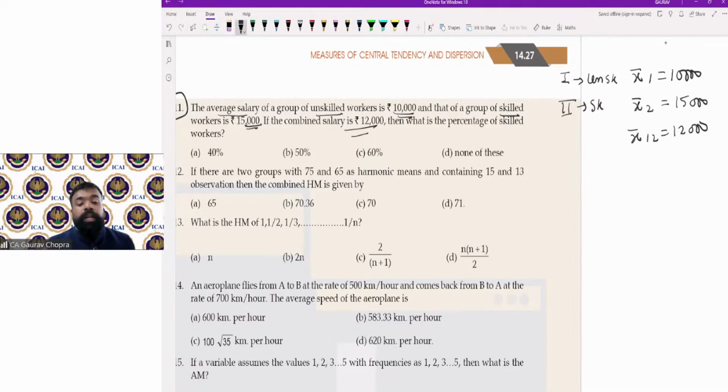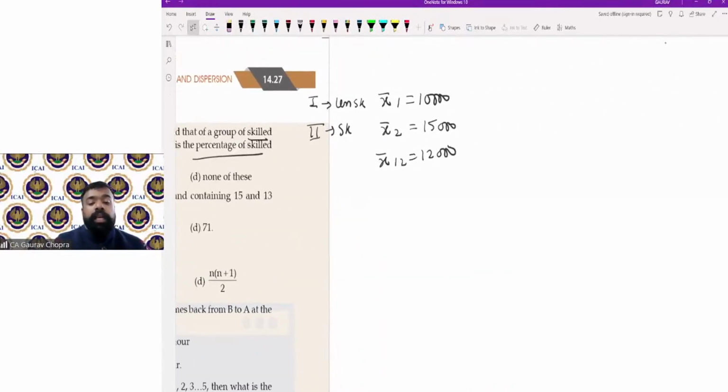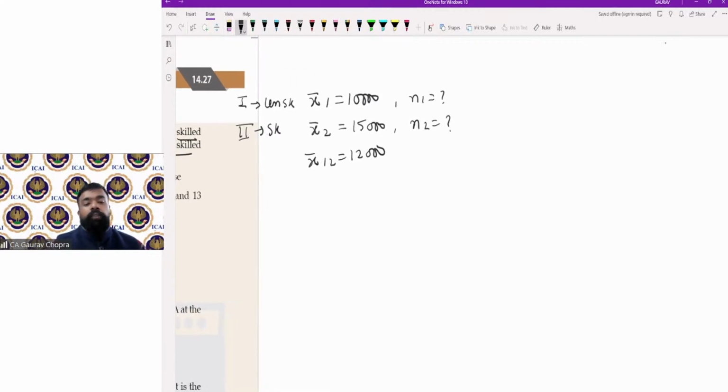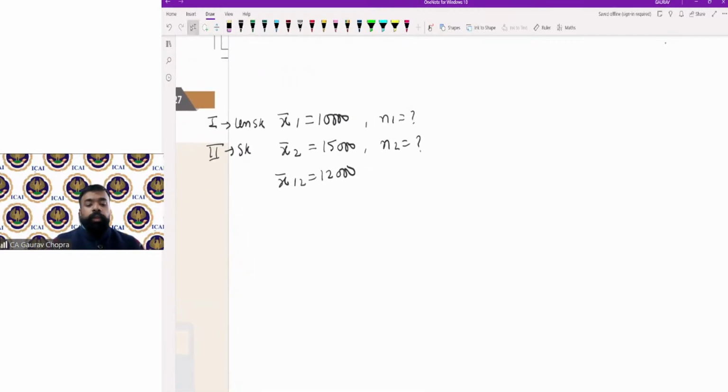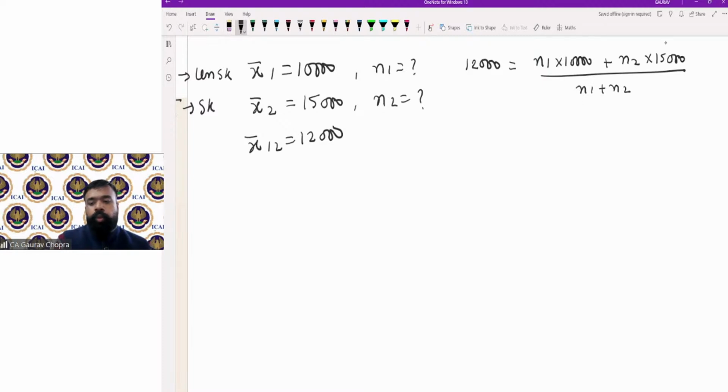Now what is the requirement of the question? What is the percentage of skilled workers? How many skilled workers do we have in terms of percentage? You have to calculate this. So N1 and N2 are not available; you have to find this out. Okay, no problem. You can easily calculate, apply the same formula, no change. In place of X bar 1 2, we will put 12,000. Then N1 into 10,000 plus N2 multiplied by 15,000 divided by N1 plus N2.